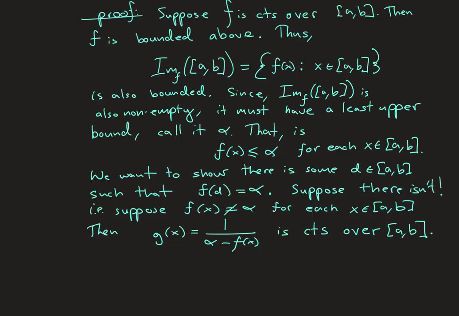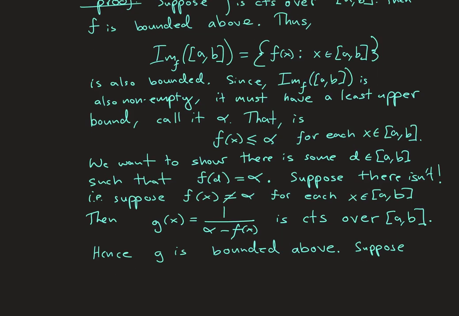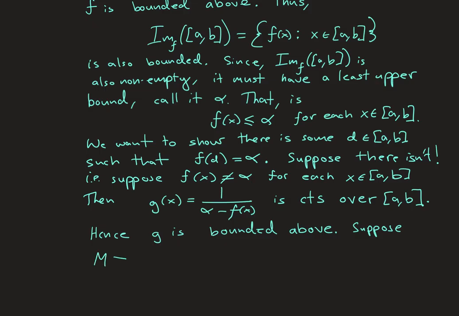Okay, but what do we know about continuous functions over closed interval? We know g is bounded. We just proved that. Bounded above. We're going to reach some sort of contradiction here. So let's suppose we have some positive number m. Check this out. Then what I'm going to create is a number that is definitely not an upper bound. I'm going to inch away from alpha, which I know is the least upper bound. I'm going to make it smaller.